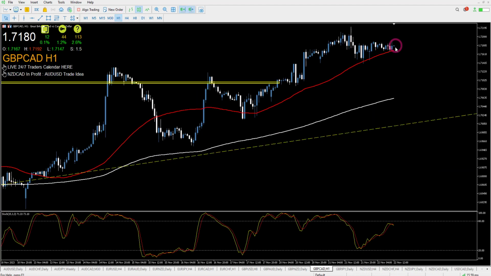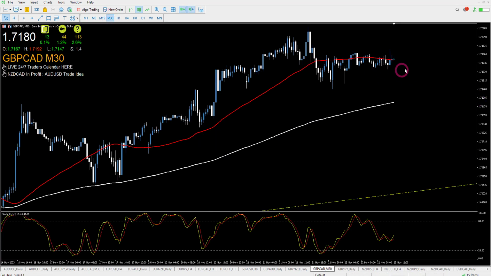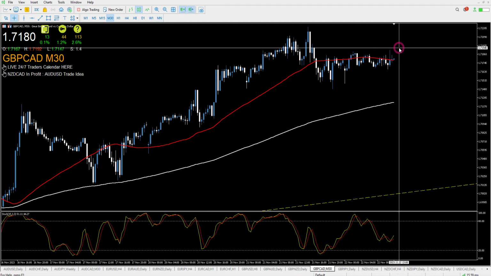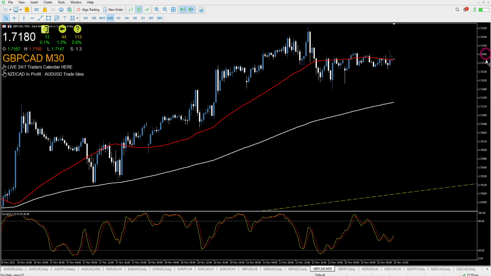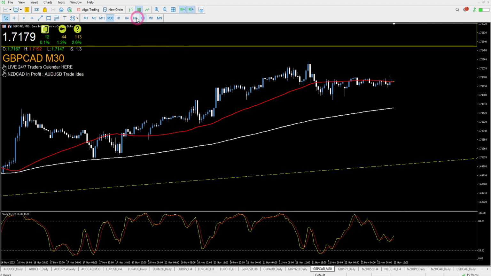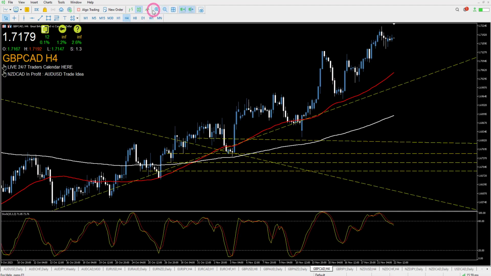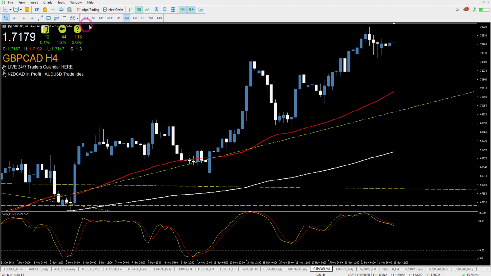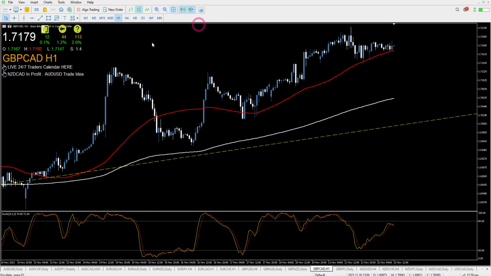If I look at the hourly, I can see that we're kind of testing around about that 50 MA. If I go to the 30-minute time frame, we're kind of hovering around the 50 MA as well. Maybe a breach above that could give us long entries with a 50 pip stop loss, 70 pip targets maybe, or I want to be highlighting these kind of key areas of support and resistance. So let me just go to an hourly and see where that is.